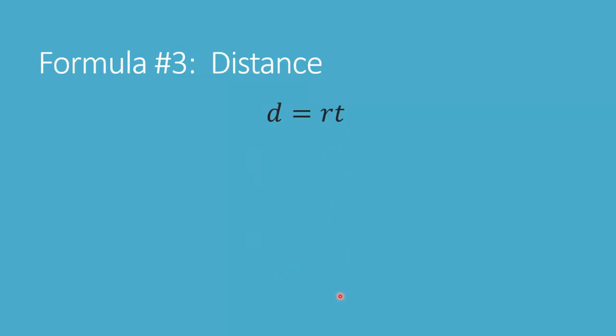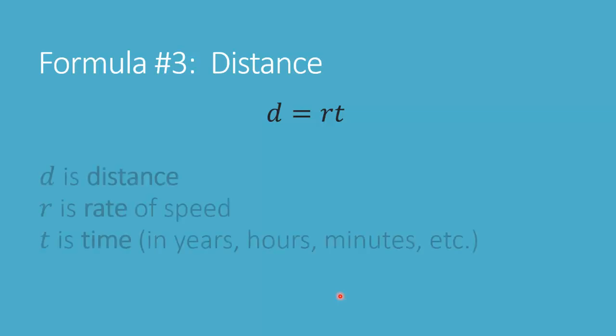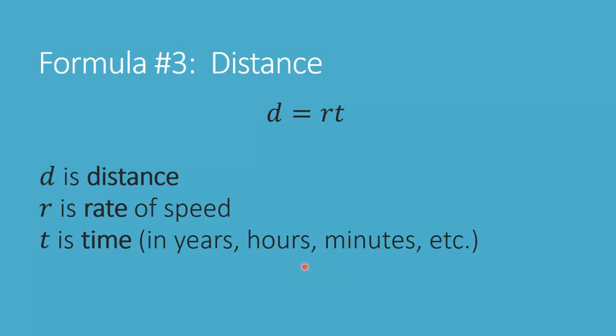The third formula we're going to look at here, that you see a lot of in early physics classes, is the distance formula. Distance equals rate times time. So distance, of course, D, very simple. R is the rate of speed. This could be miles per hour. In physics, they like to do meters per second. And T is always time, whether it's in years, hours, minutes, etc.